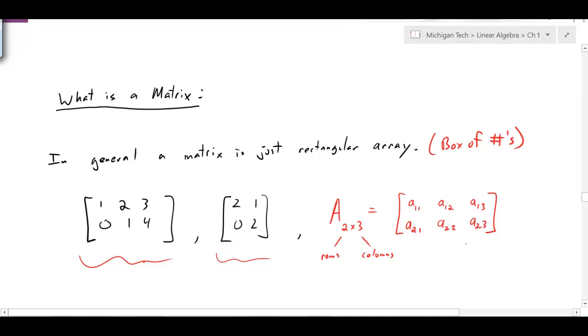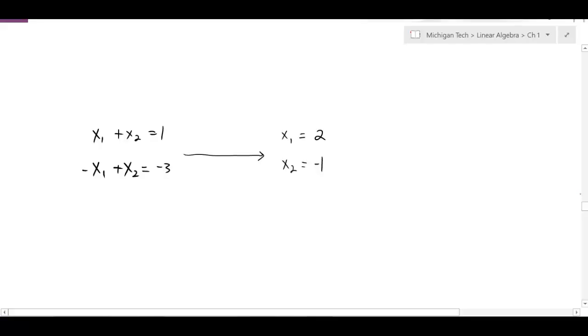And so this is the notation I might use with my matrix. So this is an example of what a matrix is. Now, how are we going to use it to solve our linear systems? Well, this is the system that we looked at earlier.